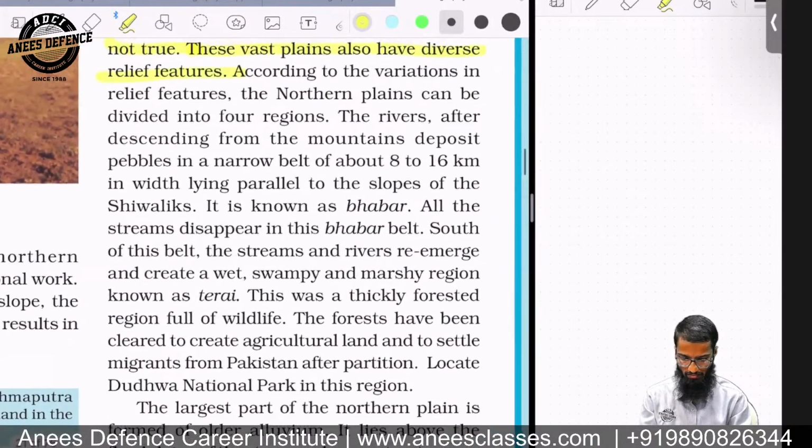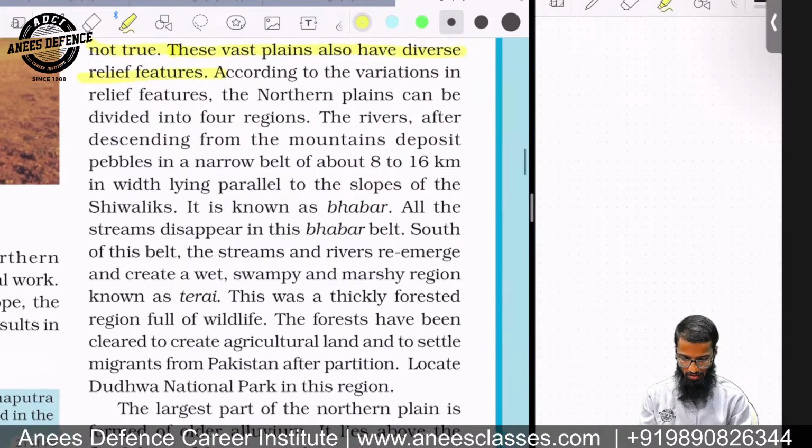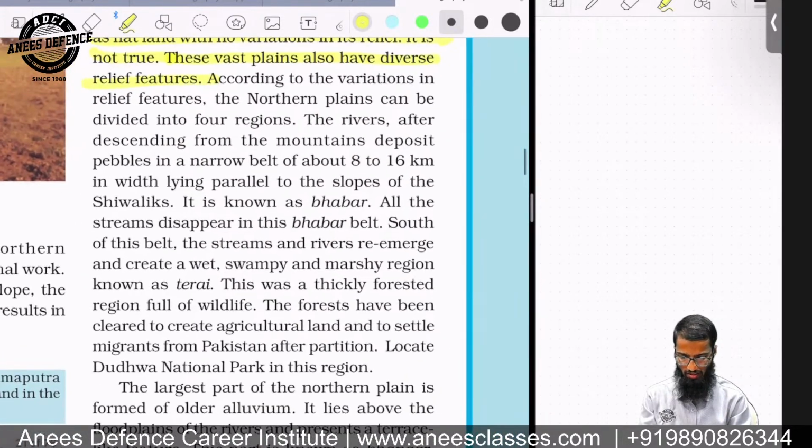We'll show you the diagram. Now I will take this out. The rivers, after descending from the mountain, deposit pebbles, meaning small pieces of rocks, in a narrow belt of 8 to 16 kilometers in width, parallel to the slope of Shivalik.